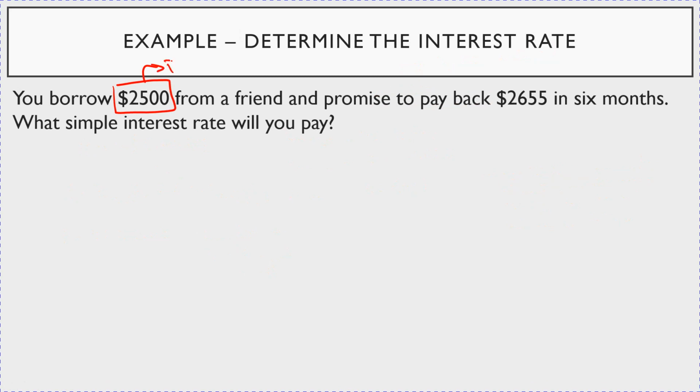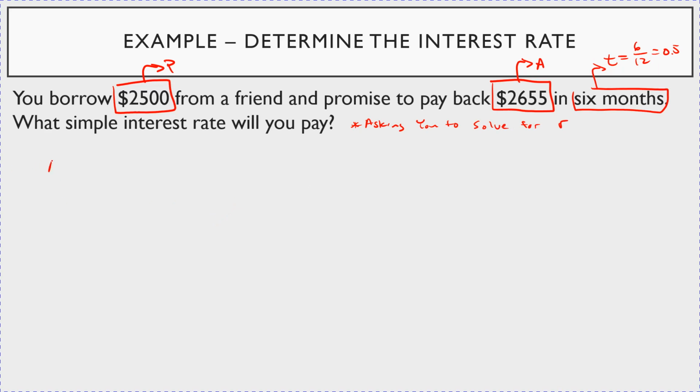So this right here is my P, the principal. This right here is the future value. This is how much you're going to pay back. And they're telling you 6 months. So remember, you have to write that in terms of years. So that's 0.5, half a year. So what simple interest rate will you pay? What they're asking you to solve for is R.